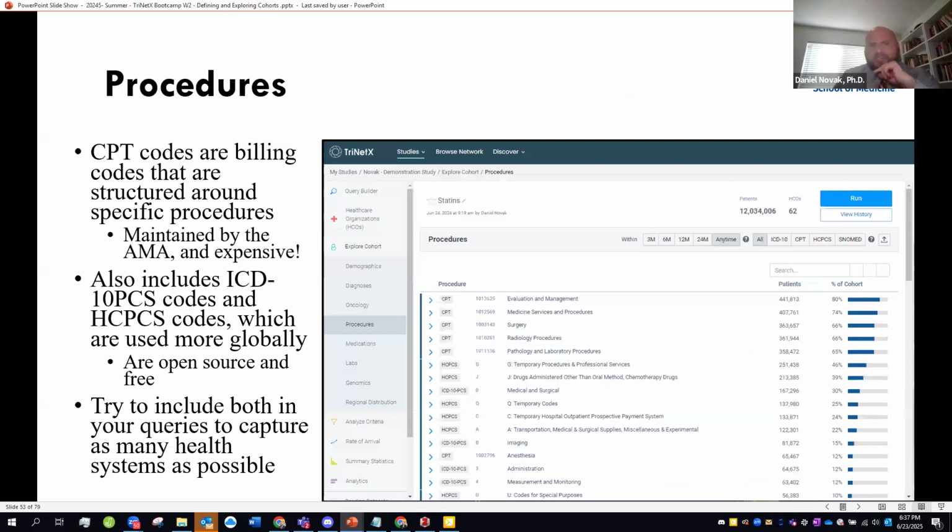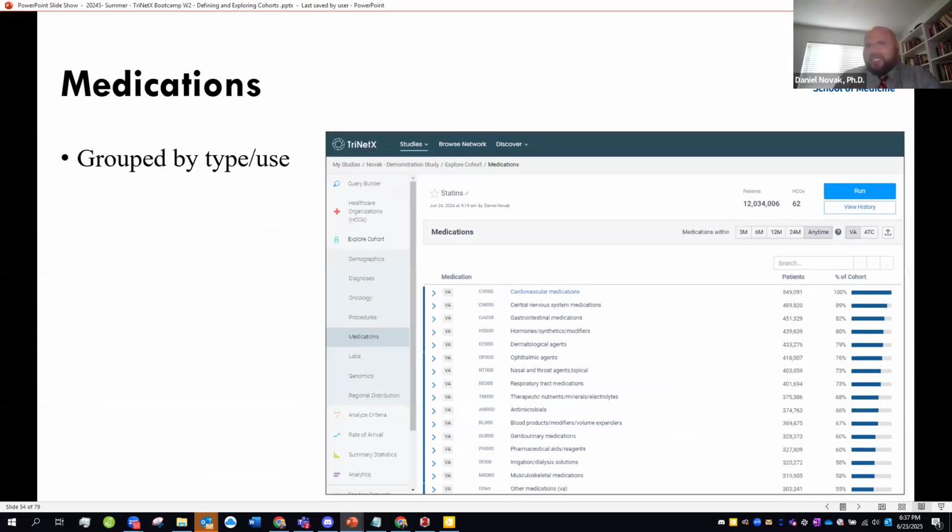Again, the reason that ICD-10 codes exist is that the AMA maintains CPT codes, and they're very expensive. You have to license the whole system from them and get updates all the time. So ICD-10 PCS codes are much more used globally. They are used in other health systems that, for one reason or another, don't want to use CPT AMA branded components for medical billing and for procedural analysis. So as I said earlier, try to include both CPT and ICD-10 codes when you're doing that.